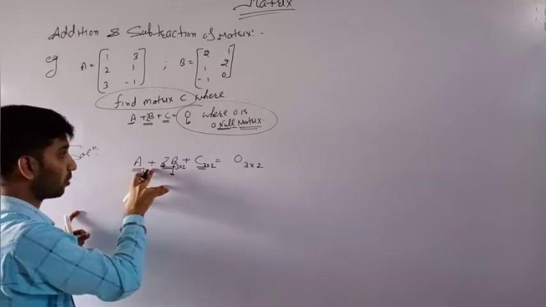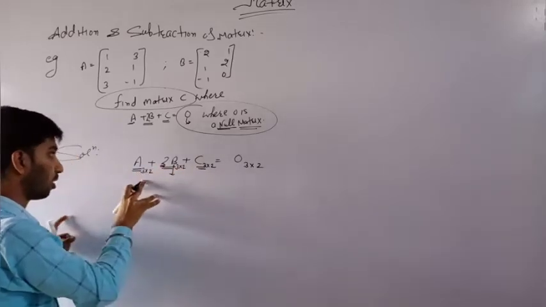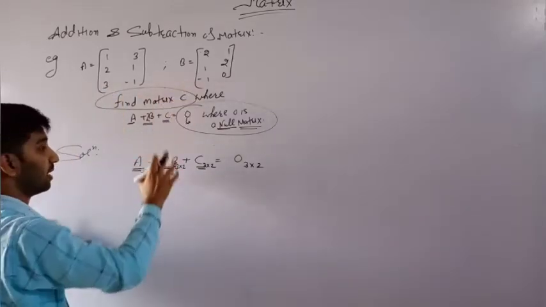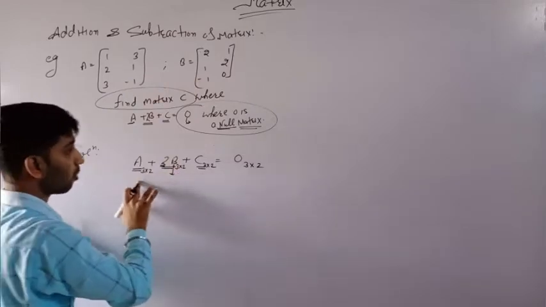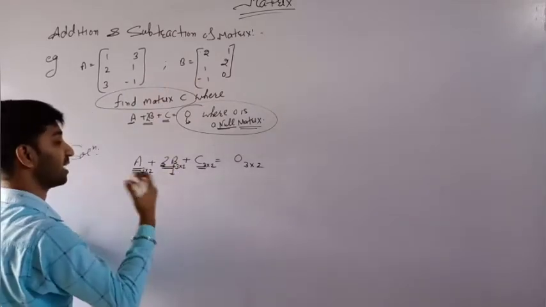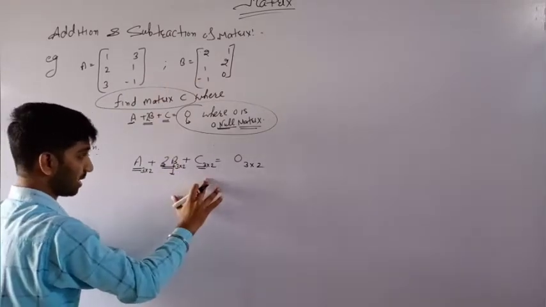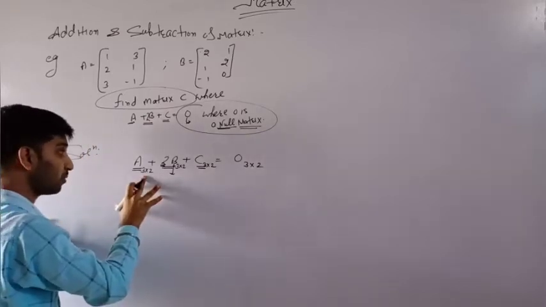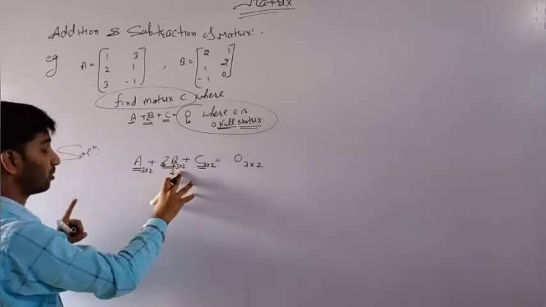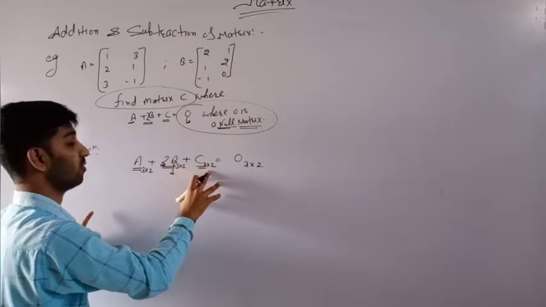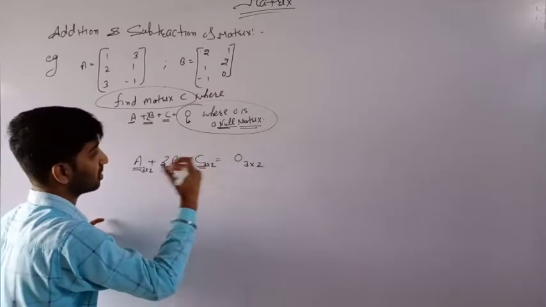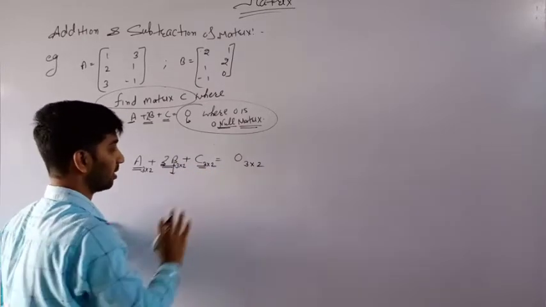Here we want to add A, B and C. Order of A is 3 multiply 2, order of B is 3 multiply 2. If we want to add or subtract matrices, then their order will be the same. So order of A is 3 by 2, order of B is 3 multiply 2, and similarly order of C will also be 3 multiply 2, and the result is also a matrix of order 3 multiply 2.